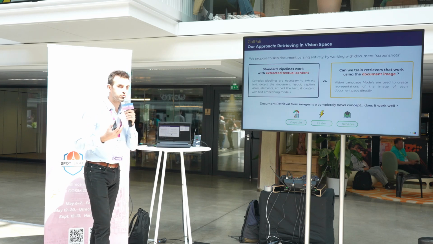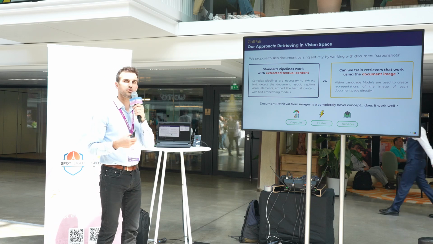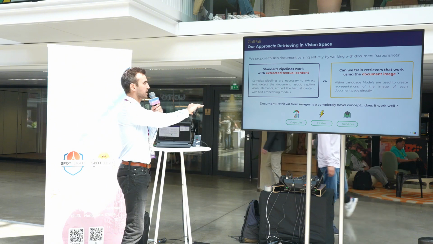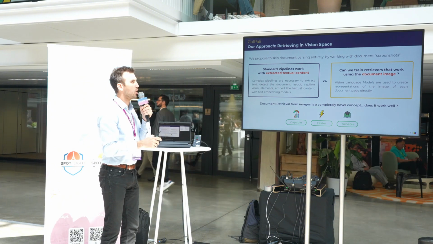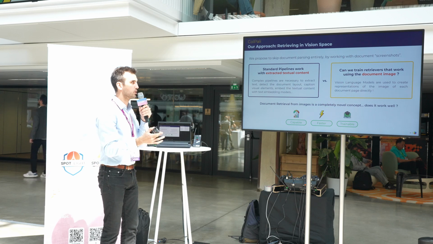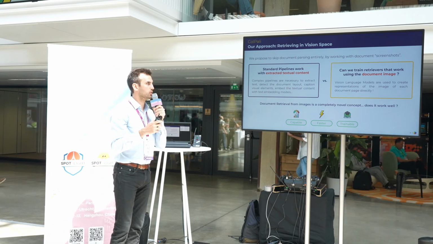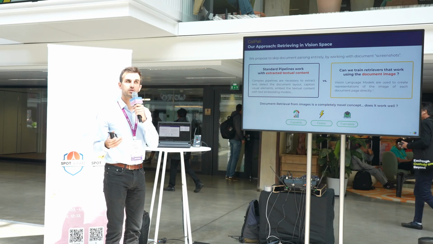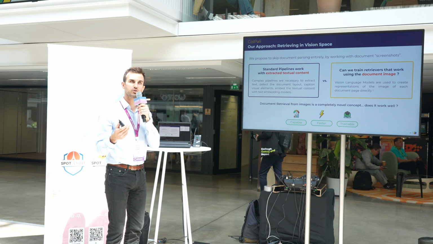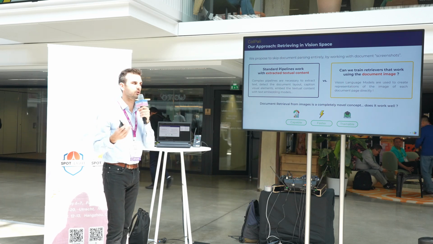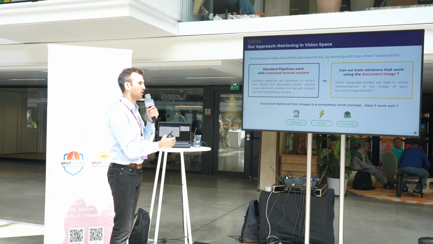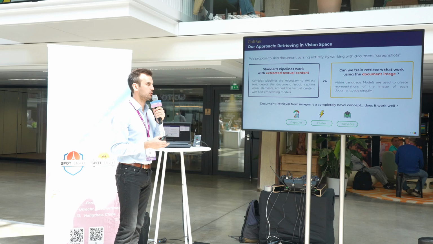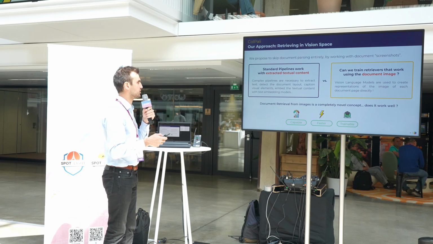And what we propose is to rethink the strategy for the RAG pipeline. Instead of having a standard pipeline that works on extracted textual content, we're going to train retrievers that work using the document image. So now we are comparing a query not to chunks of text, but to images of documents. So that's the new approach. It's more performant, it's faster, and it's a trainable approach. So these are many advantages.